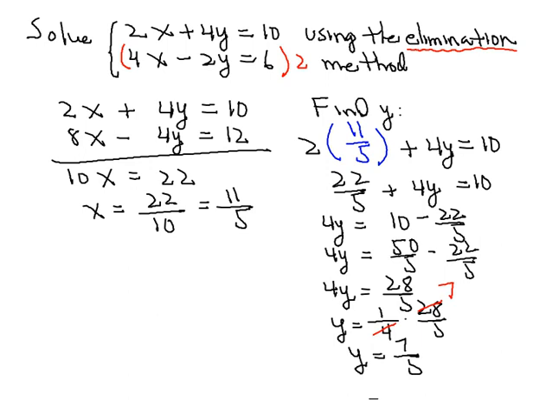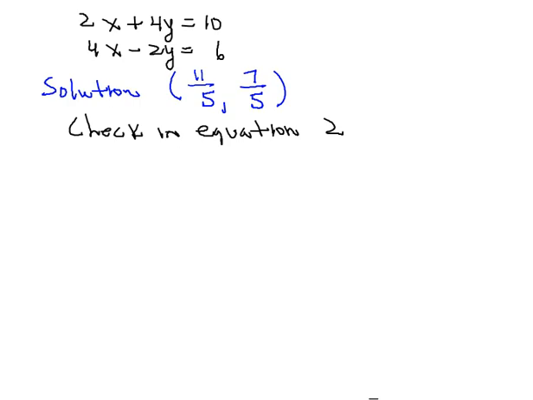So now we'll express the solution then as an ordered pair. So we would then write the ordered pair 11/5 and then 7/5. Then what we'll do next is to check that ordered pair in one of the original equations. Now let's next check the solution we just came up with, the 11/5, 7/5, in one of the original equations. I'm going to choose equation 2 here.